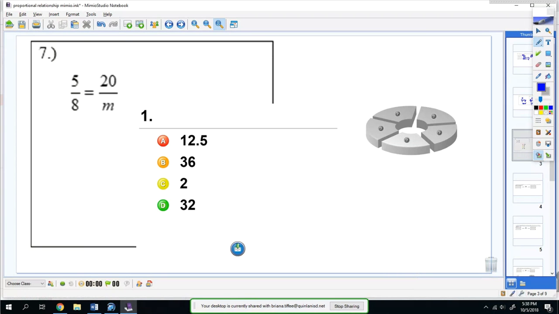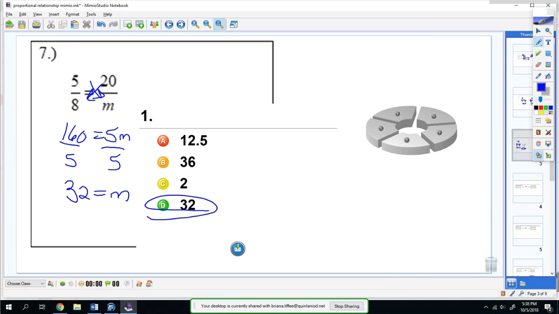So you're going to do 20 times 8, which is 160. 5 times m, which is 5m, divided by 5, which should be about 36, I think. 32, my bad. So it'll be 32, which equals m. The answer is D.